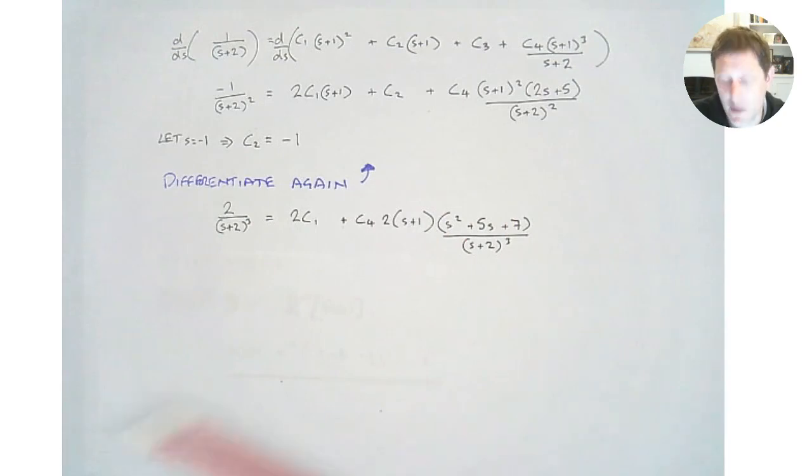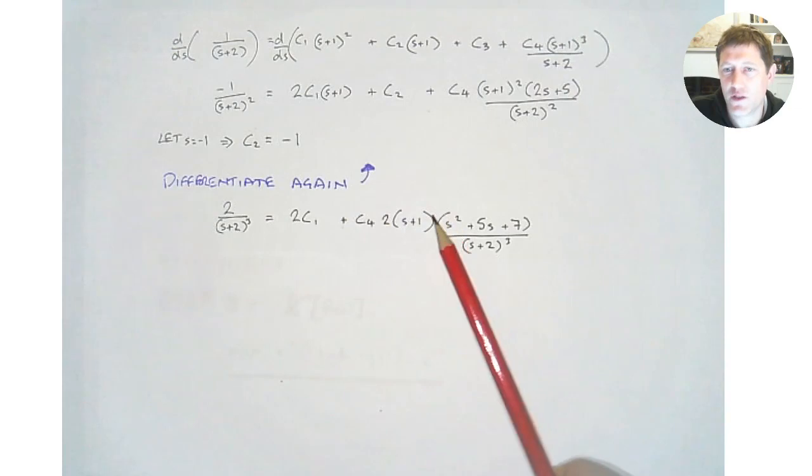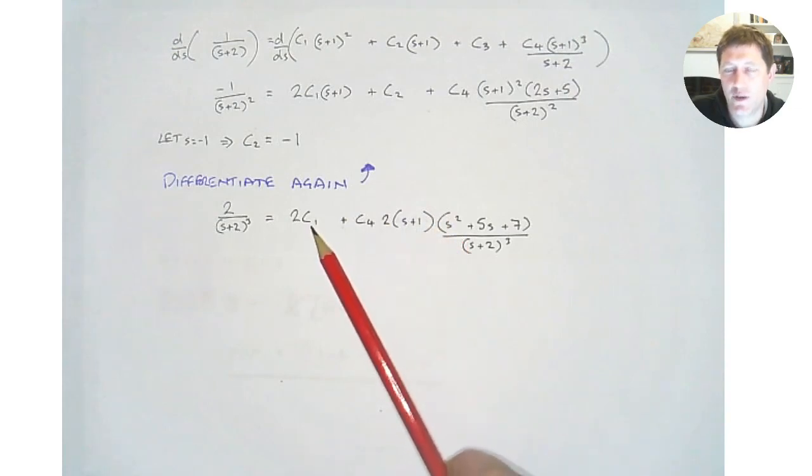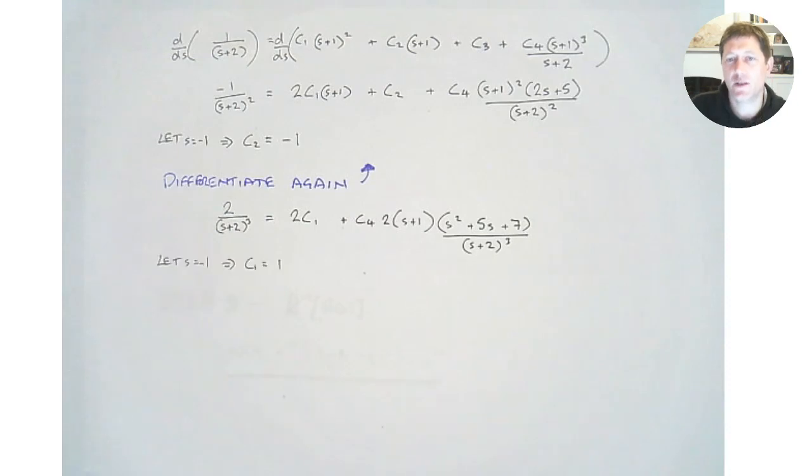Again, this looks good because if we substitute in s plus 1 is 0, c4 is going to be eliminated, c1 is on its own, so that's fine, and this term is going to be okay. So again, we can then make the substitution that s is minus 1, and then we find that c1 is equal to 1.